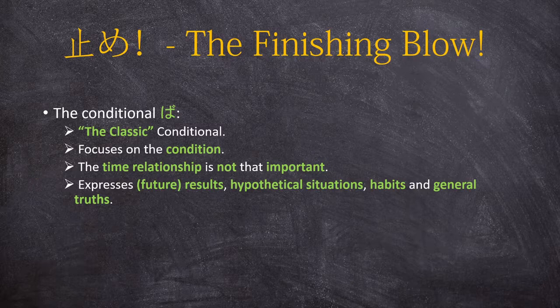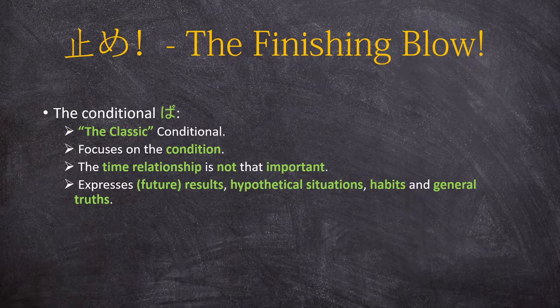Whenever you are trying to determine which conditional to use, always consider the temporal relationship between the clauses. And if that temporal relationship is very strong, then you should use to. Of course, if every other option is satisfied for that usage, or if there is also a slight or unbreakable connection between the two clauses, you can also use tara, but that is the topic for our next video, so I will cover that then. For now, you just need to remember that ba focuses on the condition, the temporal relationship is not so important, and that you can use it to express future results, hypothetical situations, habits, and of course general truths.